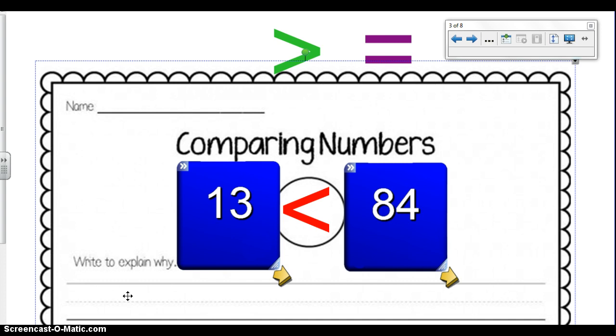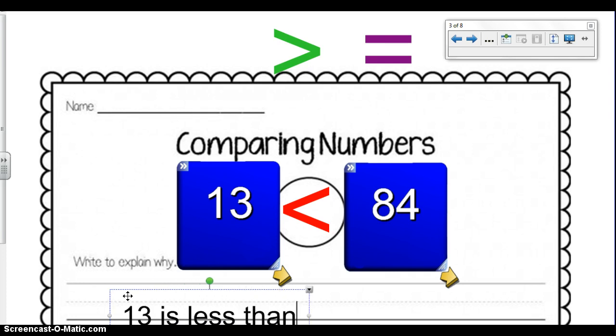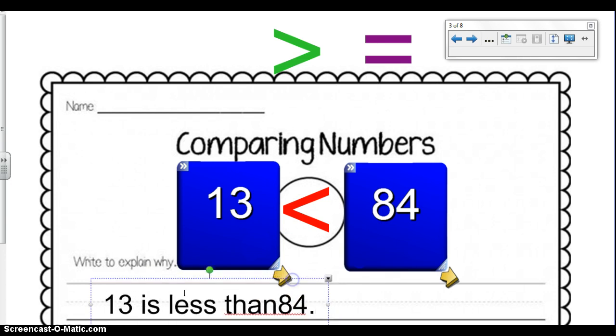I'm going to write that in a sentence like we do in writing, and this is going to explain how I knew what symbol goes in the middle. 13 is less than, because it's looking away from the first number, it's eating the second number, 84. 13 is less than 84, and that explains that I know what this number sentence means.